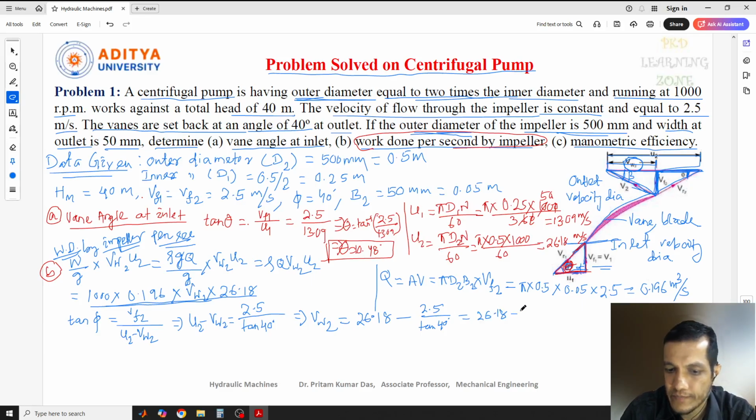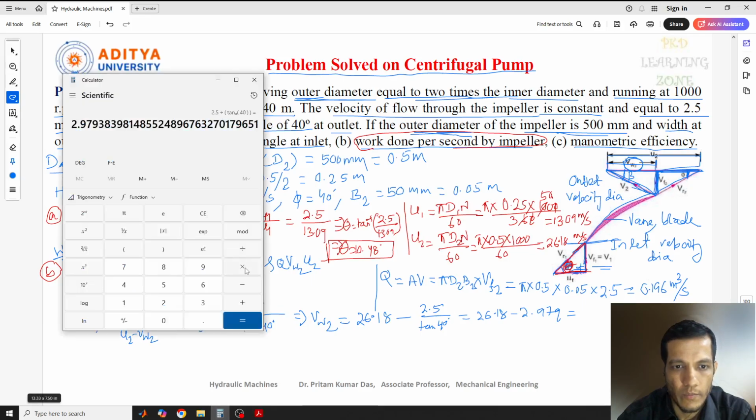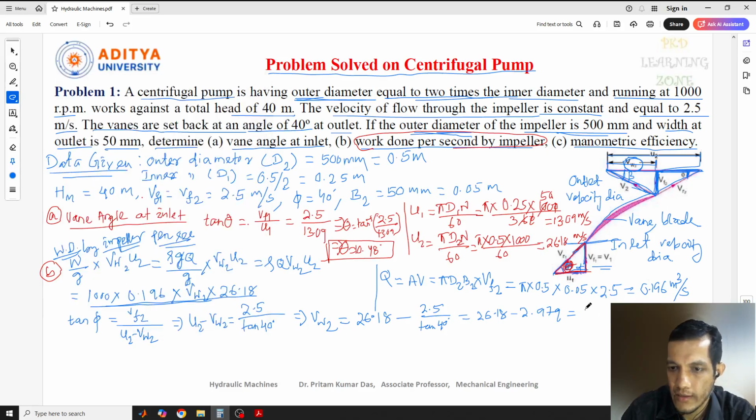That means this 26.18 minus 2.979. If I minus this one, obviously I'll get 26 minus 24, 2 minus 20, that is 24. So this 0.97 is there, meaning 23 point something I'll get. So this is what I'll do, minus 26.18, so I'll get 23.2. So the same thing I'll write here, 23.2, and this is meter per second. Now we got the value of vw2.